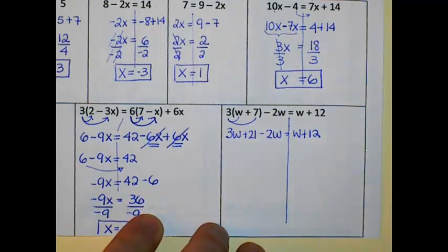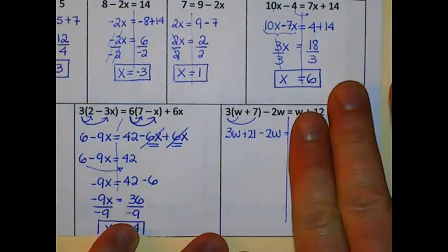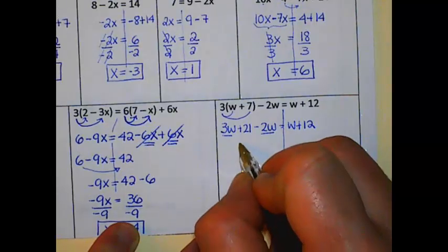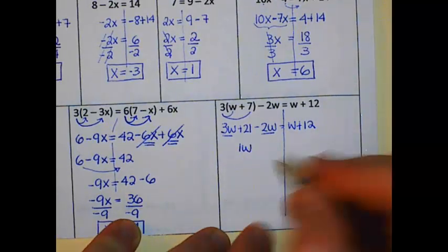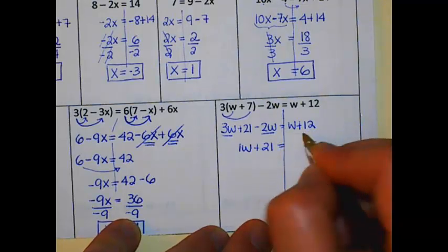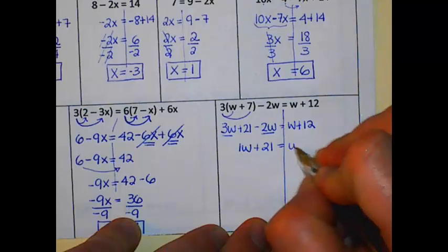Now, after you get rid of the parentheses, now it's time to combine like terms. Can I combine anything on this side? Yes, I can. 3w and 2w gives me 1w, or w. And the 21, I'm just going to bring it down. On this side of the equation, there's nothing I can do, so just bring it down.